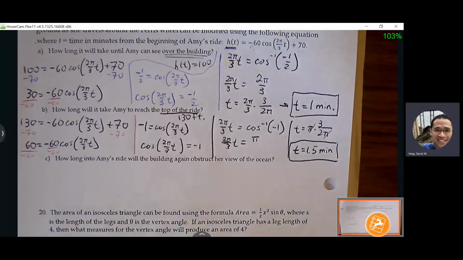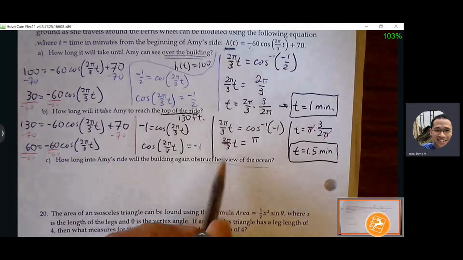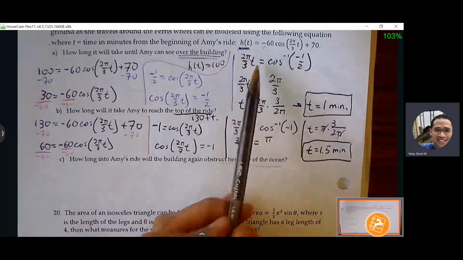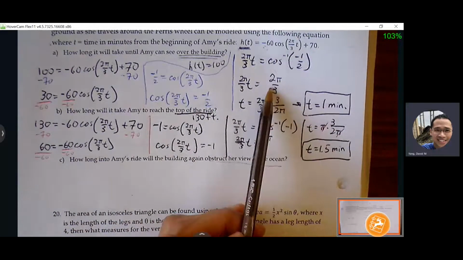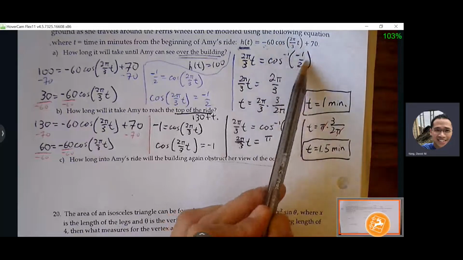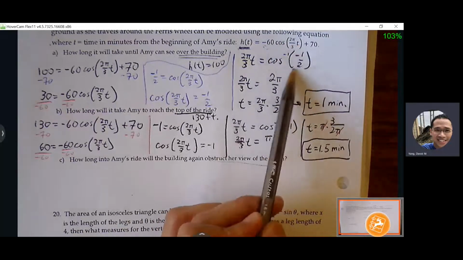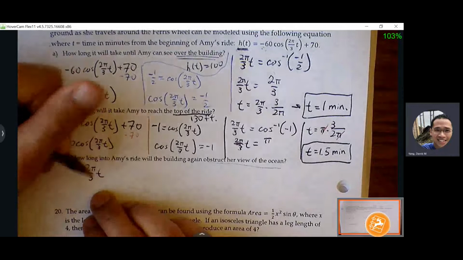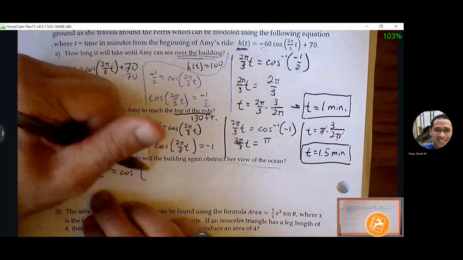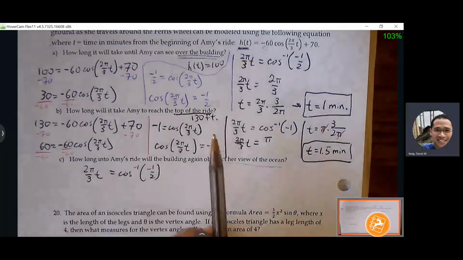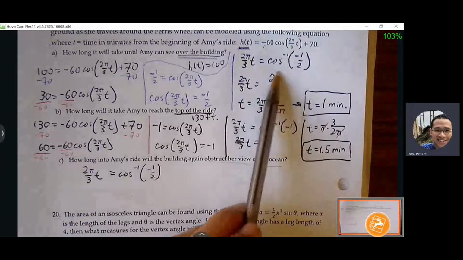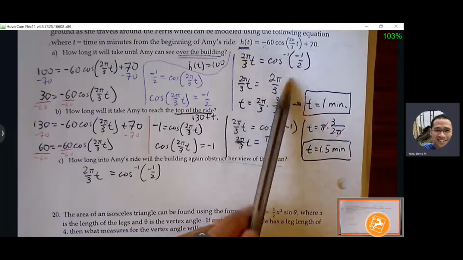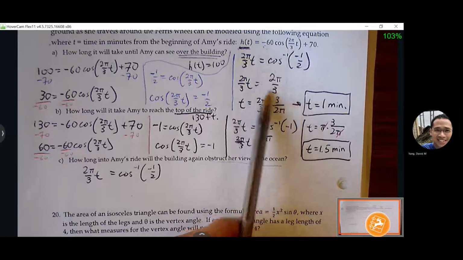Okay, how long into Amy's ride will the building again obstruct her view of the ocean? So we know that the first time it hits 100 feet is going to be when cosine is -1/2, which is 2 pi over 3. So when's the next instance that inverse cosine is going to be -1/2? Where else is cosine negative? Which quadrant? Quadrant 3, right? So 2 pi over 3 is the cosine for quadrant 2. Quadrant 3 would be what? 4 pi over 3.